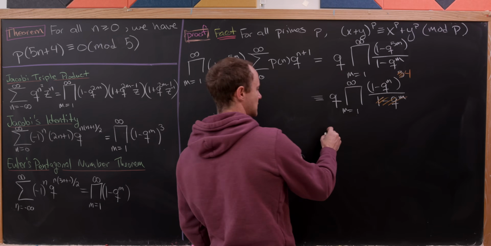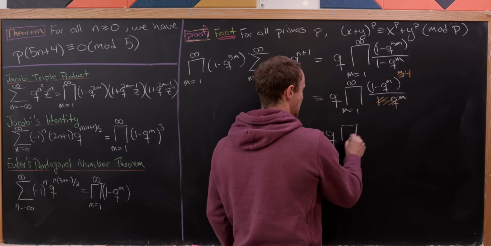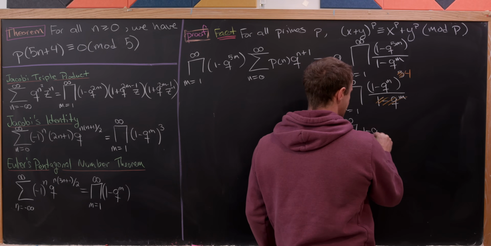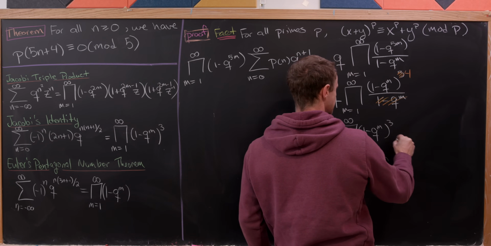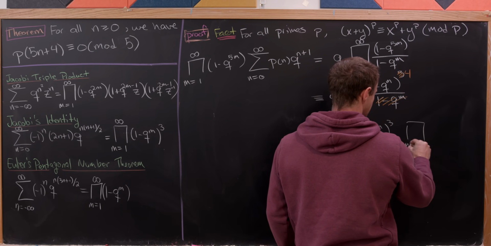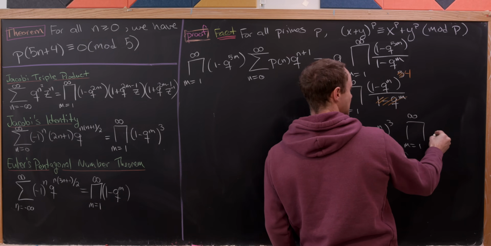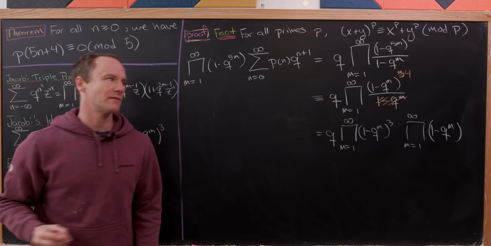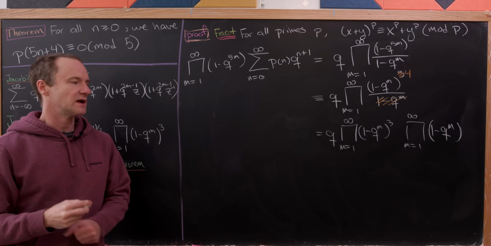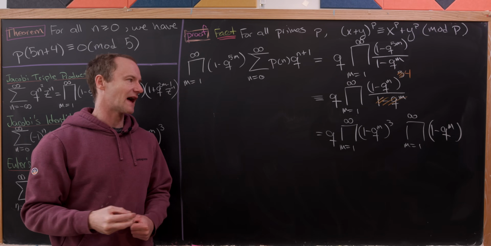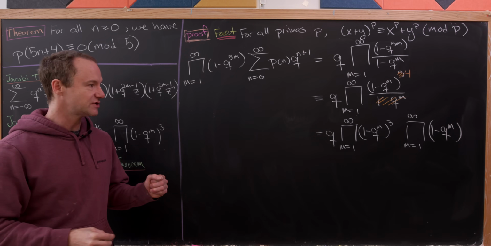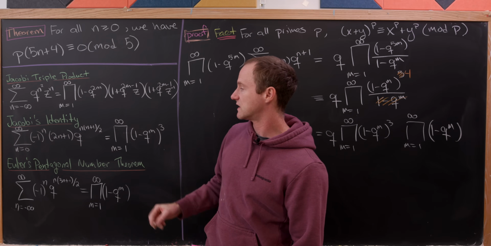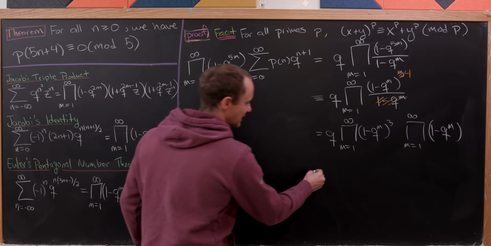Now I'm going to rewrite this as follows. We can rewrite this as q times the product as m goes from 1 to infinity of 1 minus q to the m cubed times the product as m goes from 1 to infinity of 1 minus q to the m. That's just splitting up that 1 minus q to the m to the 4th power into that cubed and then that to the 1st power. But now what I'll do is apply Euler's pentagonal number theorem as well as Jacobi's identity. So that's going to give me the following expression.